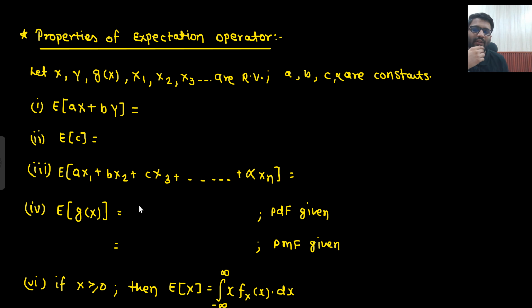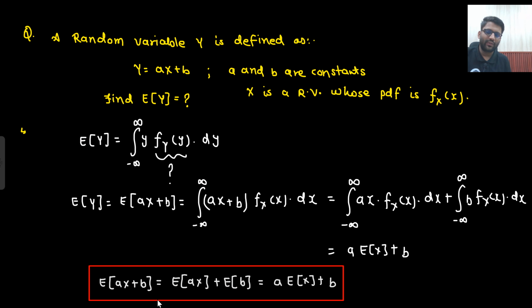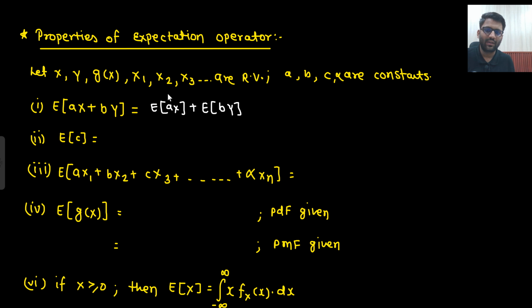Okay. So now let x, y, g(x), x1, x2, all these are random variables, and a, b, c, alpha are constants. So let me know what will be the expectation of ax plus by. In between there is a plus sign, so expectation of ax plus expectation of by. Here also it was doing the same thing, plus sign was there. So expectation of ax plus expectation of by.